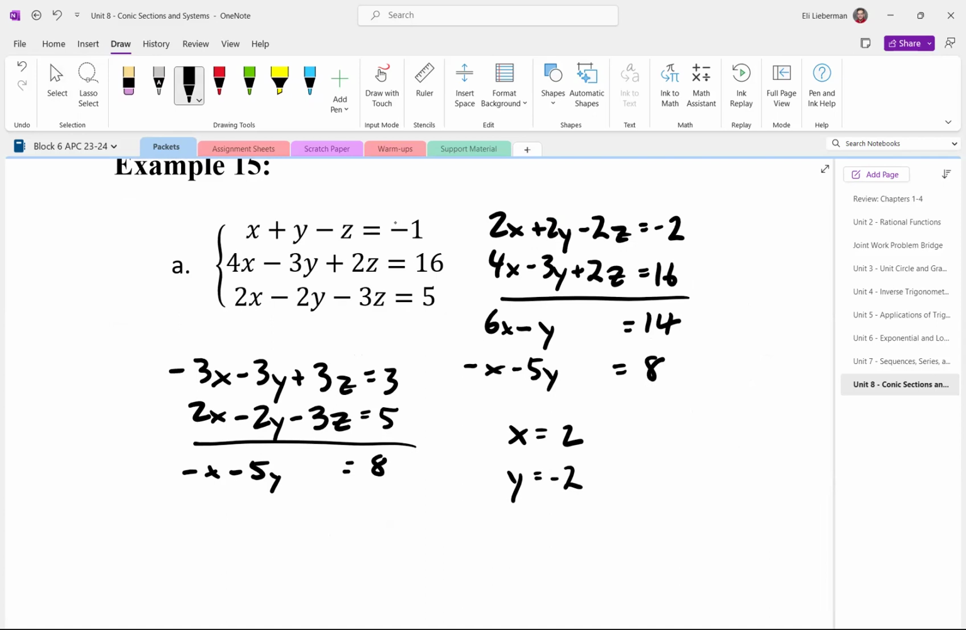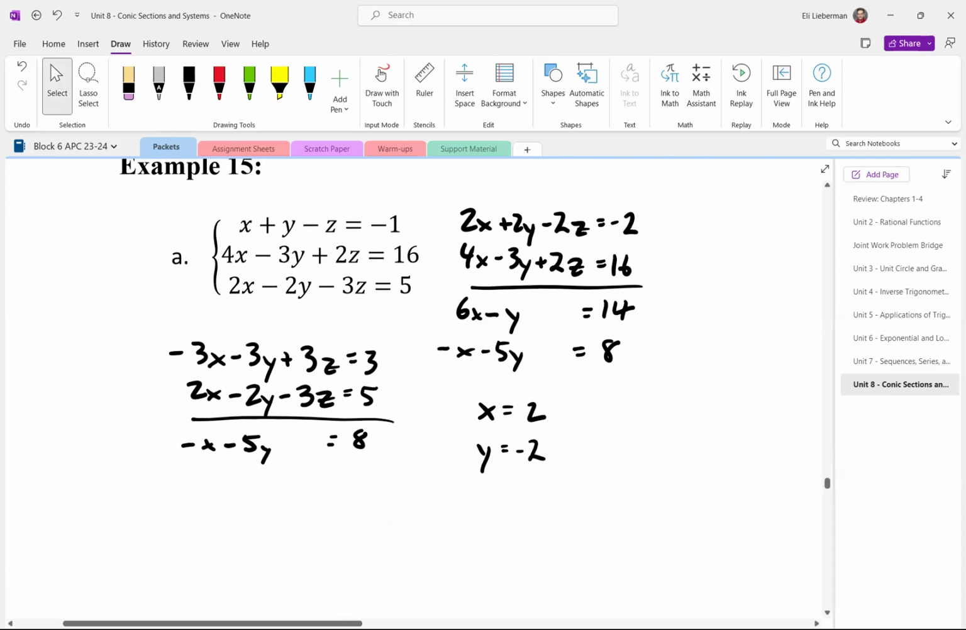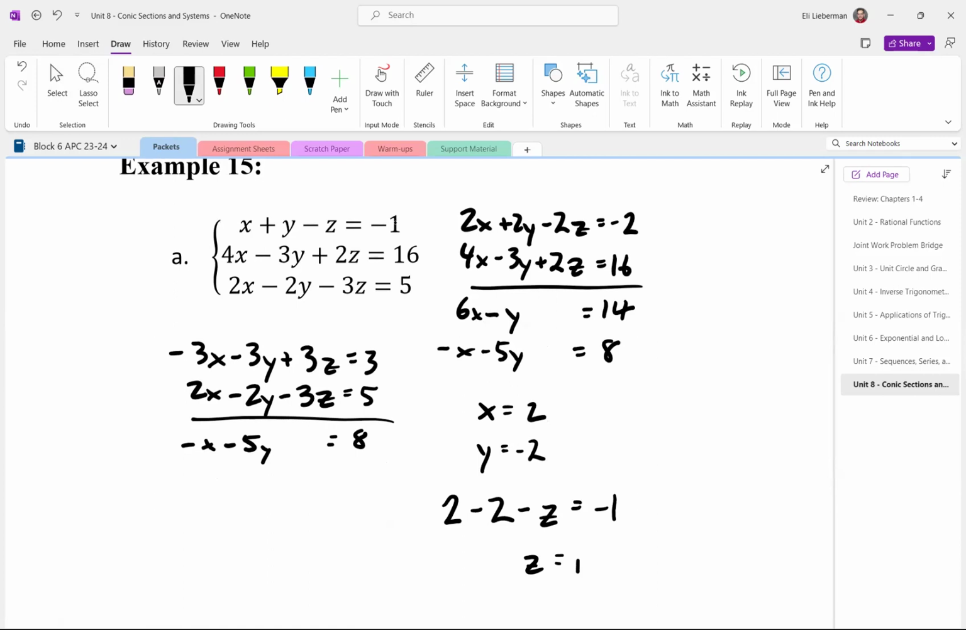Are you supposed to get z? You just plug in x and y. Just use any one of the equations. I recommend the easiest one that you are least likely to make a mistake. We have 2 minus 2 minus z equals -1. So what does that work out to be? z equals 1. Yeah. Okay.